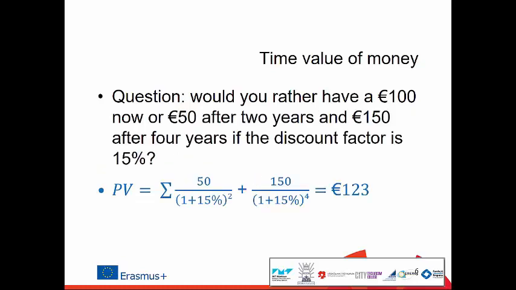If the time value of money comes in different periods, we could rephrase the question. Would you rather have 100 euro now or 50 euros after 2 years, and then 150 euros after 4 years? And are you still using the discount factor of 15%? Then you would find the present value by taking the sum of the 50 divided by 1 plus 15% to the power of 2, referring to the 2 years, plus the 150 discounted by 1 plus 15% to the power of 4, and that gives us 123 euros. So it seems like a better deal in a monetary context.